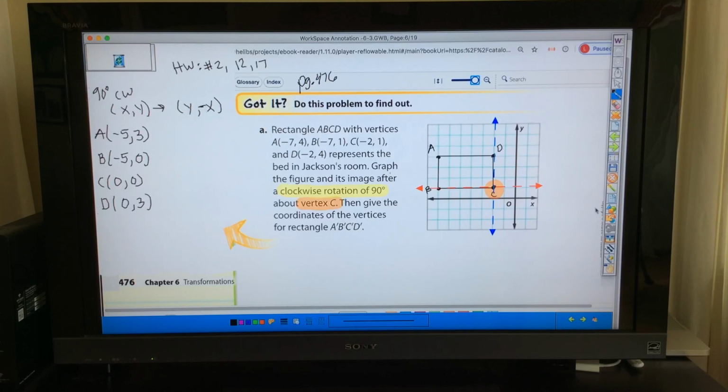So (x, y) becomes (y, -x). Or, as I like to say, opposite x. Because if x is already negative, it becomes positive.